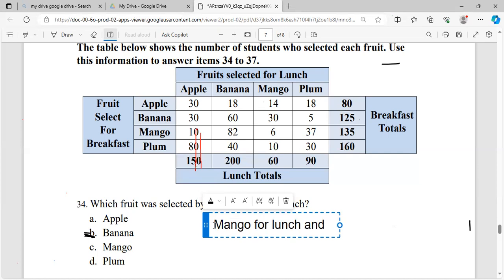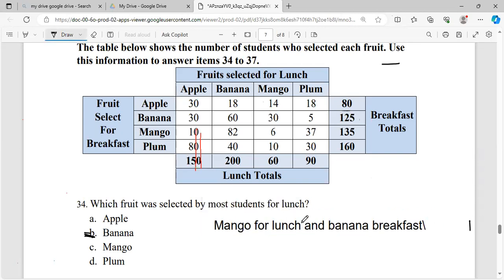That would be 30. Yeah, some people get 30. I could just look at it though, just for persons who might not get it. So let's look at it now. I'm going to go back up here. So it's mango for lunch. You know you're going to start at lunch, right? This is the lunch one, and then mango.